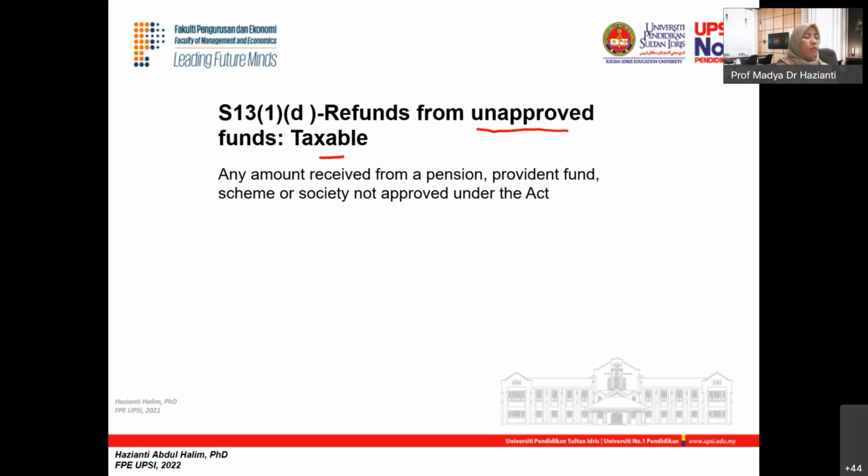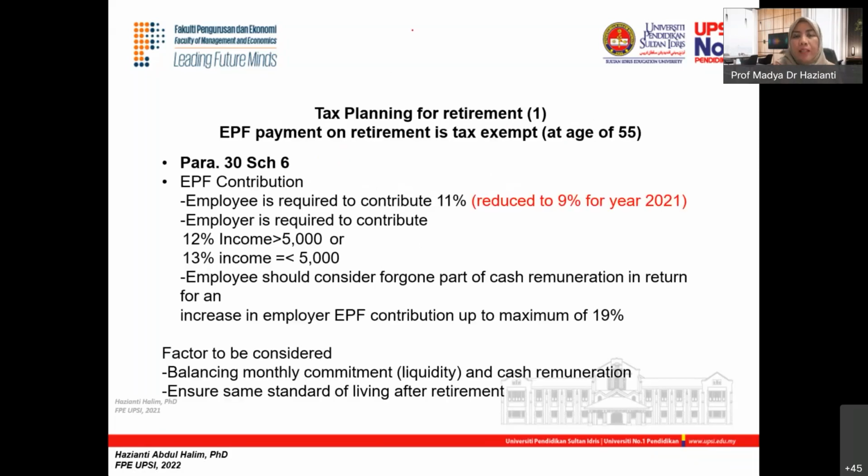Dia ada, kita ada exemption. Untuk section 31D ni, there's quite a lot of exemption. So you can see from here, this is the tax planning for retirement, and I'm sure you also take retirement planning subject. So dalam tu lagi detail lah. But for here, the focus is actually on tax planning, especially on section 13(1)D.